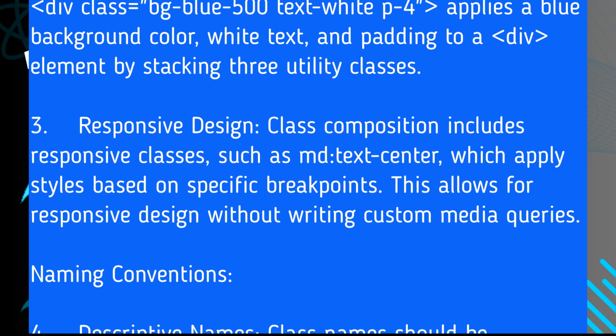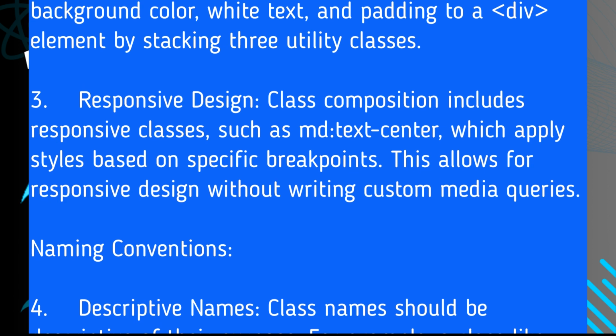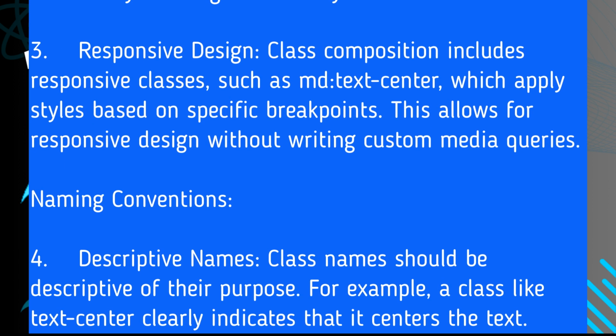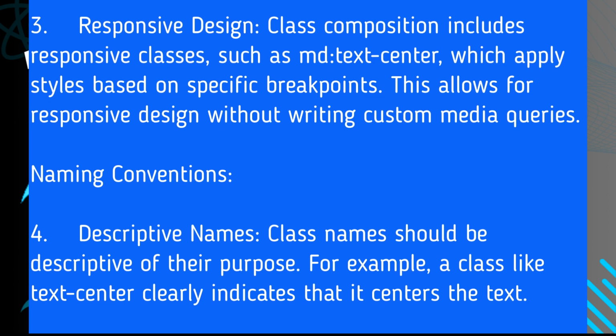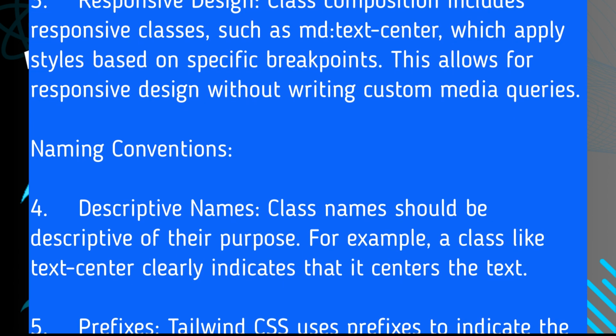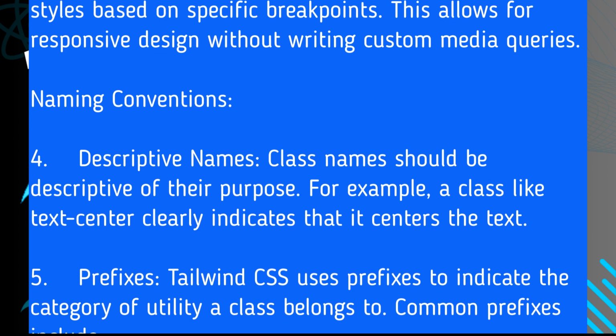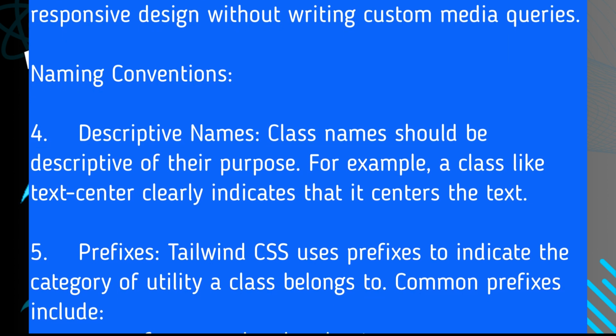Naming conventions. 4. Descriptive names. Class names should be descriptive of their purpose. For example, a class like text-center clearly indicates that it centers the text. 5. Prefixes. Tailwind CSS uses prefixes to indicate the category of utility a class belongs to.